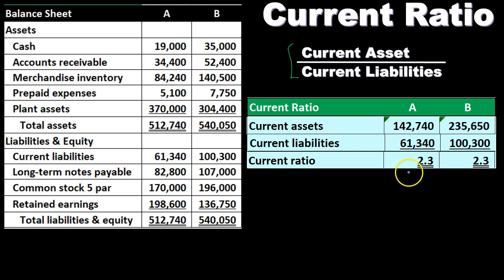This too, of course, means that the liabilities can be paid over 2.3 times by the current assets. These are completely different numbers, but the ratio is much the same. So notice they're pretty even from a ratio standpoint, even though B has more assets.